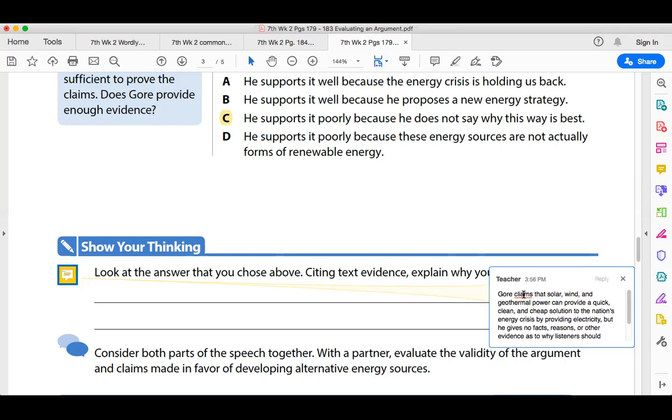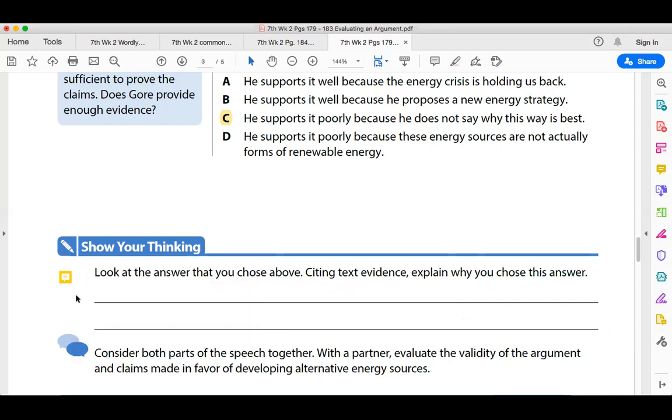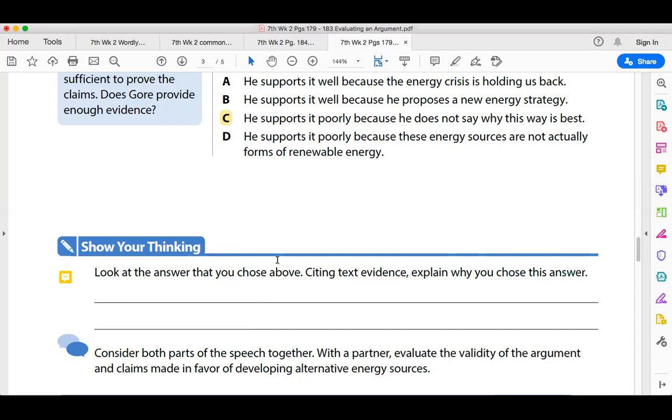And I think I had claims spelled wrong. So the whole thing is Gore claims that solar, wind, and geothermal power can provide a quick, clean, and cheap solution to the nation's energy crisis by providing electricity. Here's the reason, it's this one right here. But he gives no facts, reasons, or other evidence as to why listeners should believe this is true. He never goes through and explains that, okay? So that's why this is poorly.